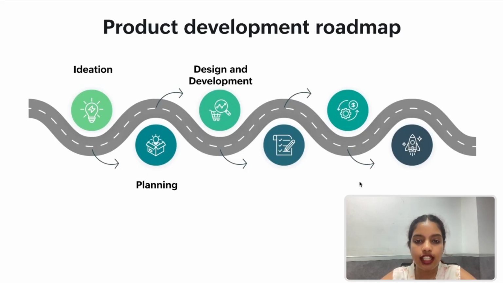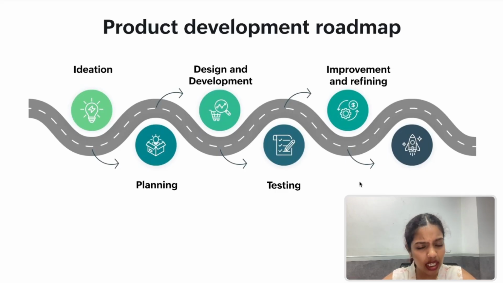Next is design and development. Here our design and engineering teams collaborate closely. They share files, get instant feedback, and troubleshoot, all from within Cliq. After development, we move to testing. QA teams document bugs, developers follow up on everything, and everything is discussed transparently within channels. And after that, improvement and refining happens. This helps reduce turnaround time significantly.